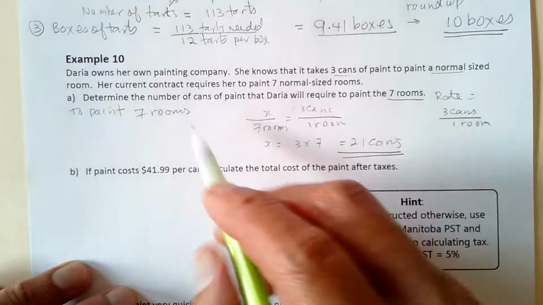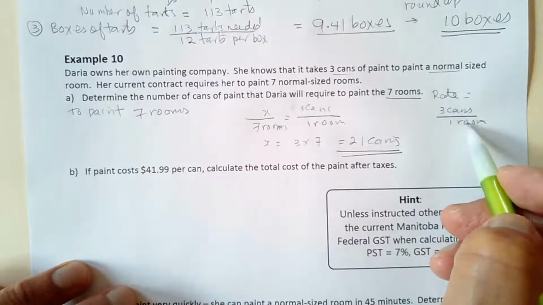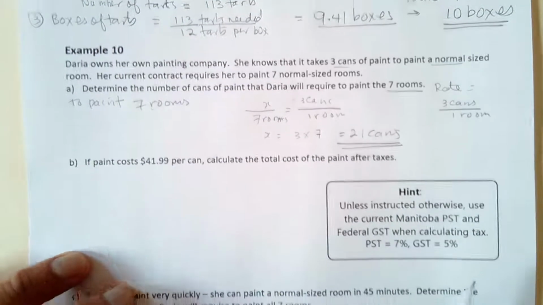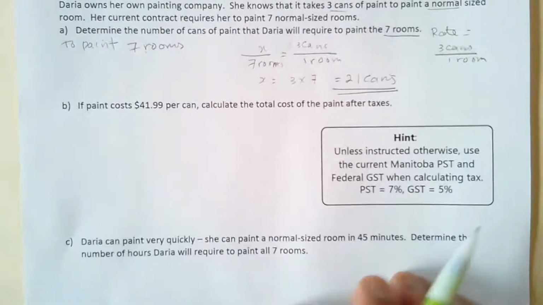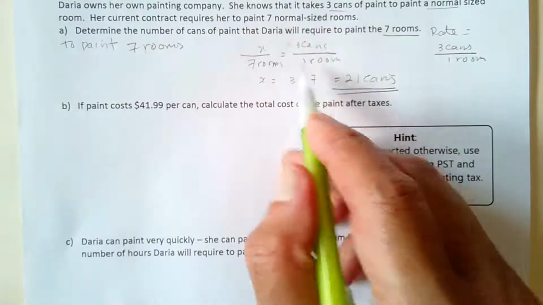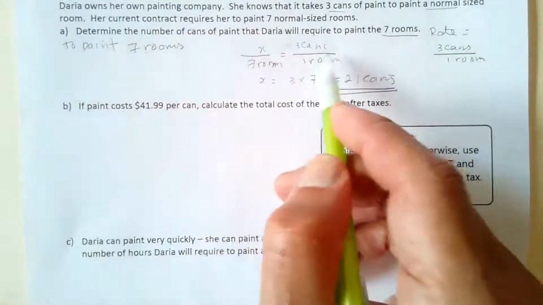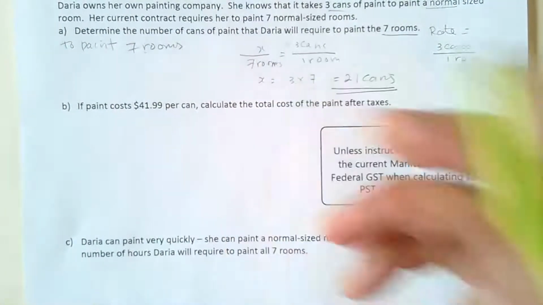Notice my rate is 3 cans per 1 room. So you have 7 rooms, you can multiply. That's the shortcut. The shortcut 3 times 7 as here. You could have skipped the first step that I showed you here and go multiply 3 times 7. And that's fine.